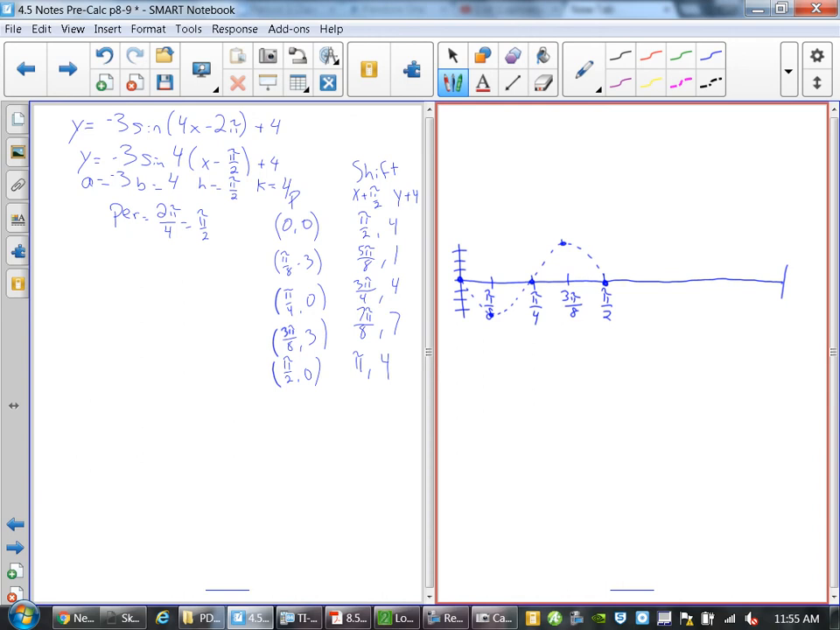So our new endpoint would wind up being at pi. Middle is at 3 pi over 4.